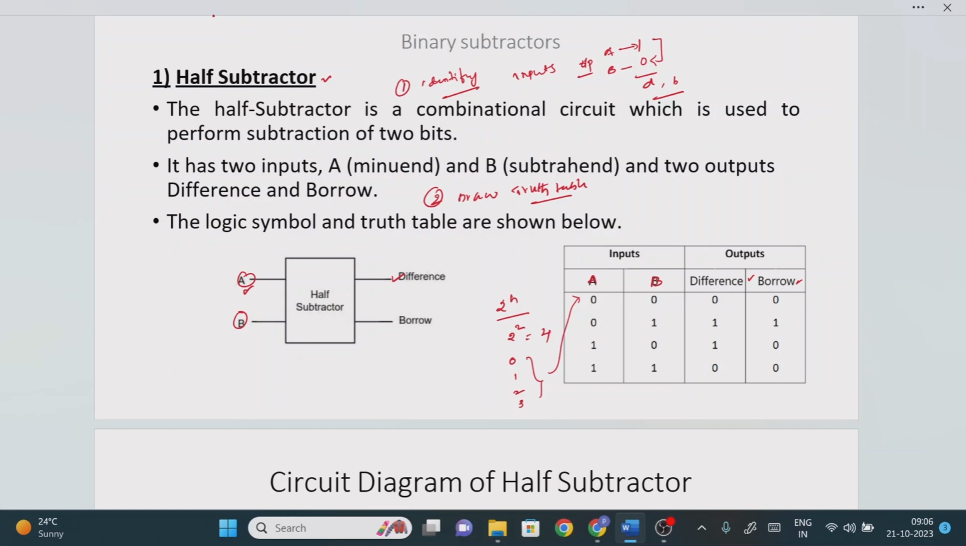First, take this value: 0 subtracted from another 0. What is the difference value? Nothing, so the difference is 0. Are we taking any borrow value? No, so the borrow value is also 0. Later we will come to the second one. First we will subtract the third one: 1 minus 0. The difference value is 1. We didn't take any borrow, so the borrow value is 0. Now we consider the input 1 subtracted from another 1. So 1 minus 1, the difference value is 0, and the borrow value is 0.